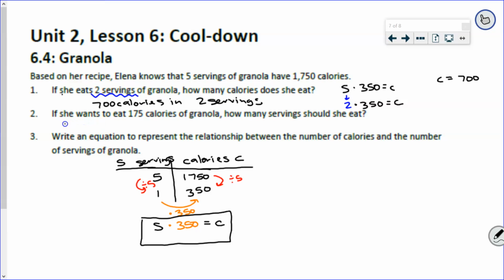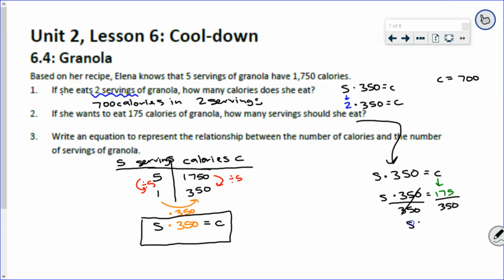Let's use the exact same equation here, because there's no reason to write a separate equation. We can use the same one. It doesn't give me a whole ton of space, so I'm going to use it over here. S times 350 is equal to C. What if she only wants to eat 175 calories? Well, this time I'm substituting in the C is 175. S times 350 equals 175. How do I get S alone? We divide by 350. That's how I undo the multiplication. Whatever I do to one side, we do it to the other side.